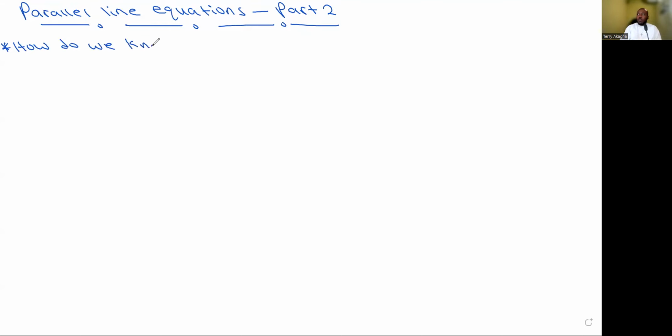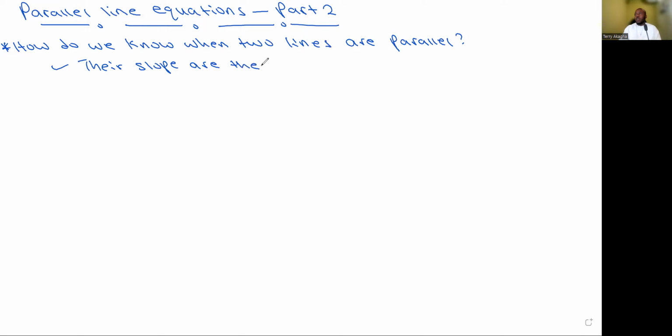So how do we know when two lines are parallel? Their slope must be the same. So basically, what we are saying, the slope of the first one, M1, is equal to the slope of the second one. So when two lines are parallel, the slope of the first one is equal to the slope of the second one.